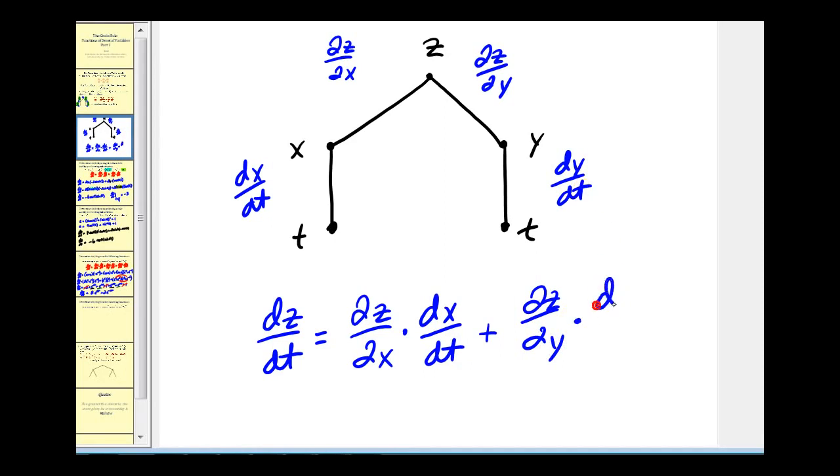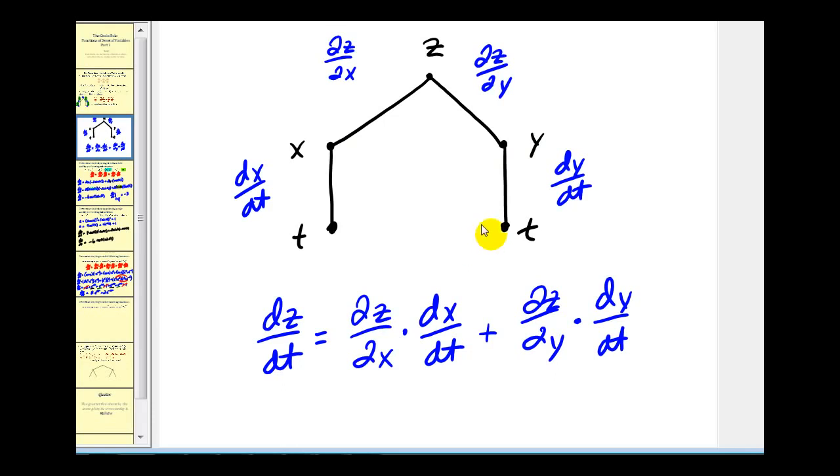So the second half of the chain rule is going to be the partial of z with respect to y times dy/dt. The nice thing about this is we can extend this, so if we had a function in terms of three variables, we'd have three branches, and if we had the variables x and y in terms of two variables, we just have two branches off of x and y. And we'll see that in the next video.